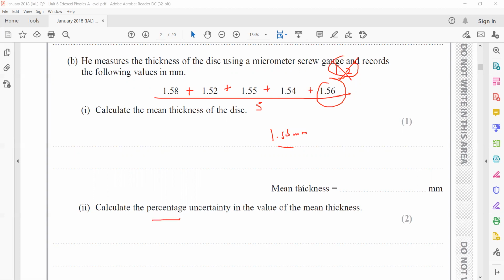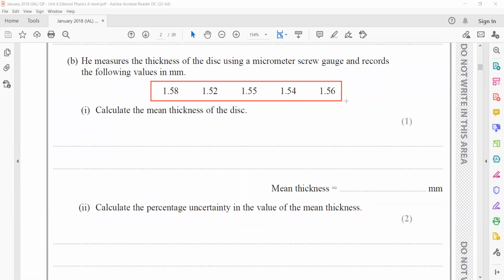Calculate the percentage uncertainty in the value of the mean thickness. How to calculate the uncertainty in the average result? If you have a group of data, the formula to calculate the uncertainty is maximum minus minimum divided by 2. Or basically, you can also do maximum minus minimum divided by mean. You will get the answer.